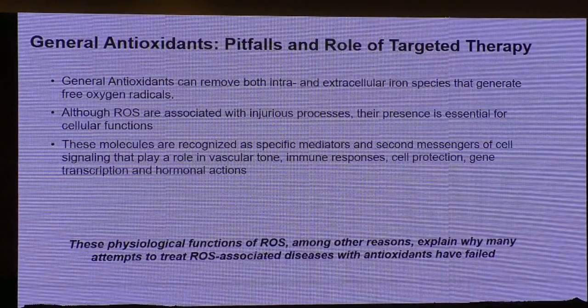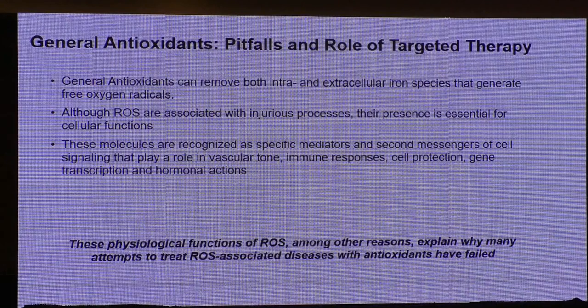But the main point or argument of this presentation is, why should we move from general antioxidants to targeted therapy, and what are the pitfalls of general antioxidants? So yes, general antioxidants, we know that they can remove both intra and extracellular iron species that are generating these radicals. But we have to know as well that although reactive oxygen species are associated with injurious processes, their presence is essential for cellular function.